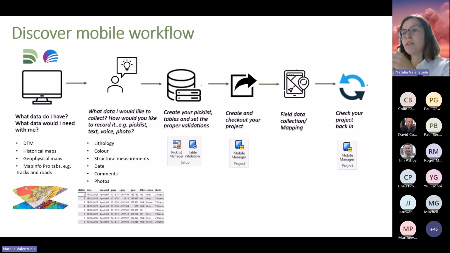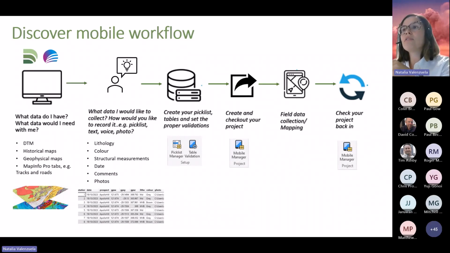What type of data can you include? You can include digital elevation models, any historical georeferenced maps, any geophysical maps, MapInfo tables, and for example, tracks and roads that you already have. That's probably the best starting point.